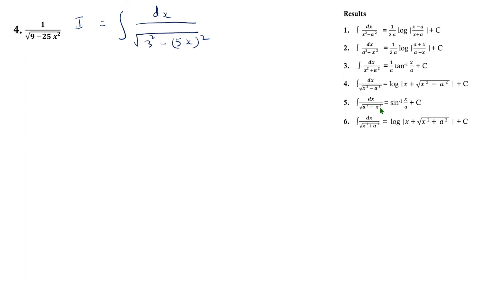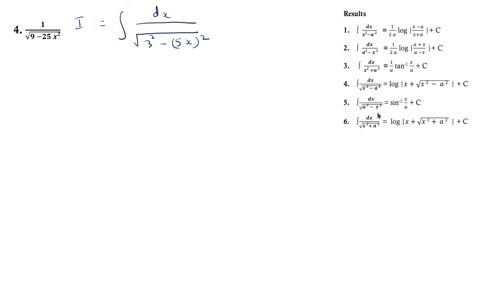So let us take I is equal to integral dx by, we have to write it in the form square root of a square minus x square. So 9 I am writing it as 3 square, minus 25x square, I am writing it as 5x the whole square. So from these we can use integral dx by root of a square minus x square is equal to sin inverse of x by a plus c.